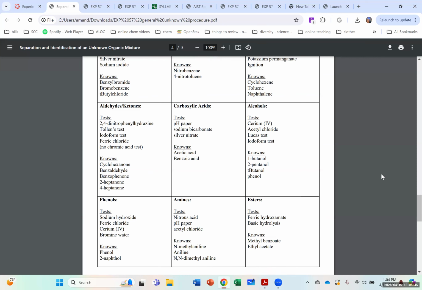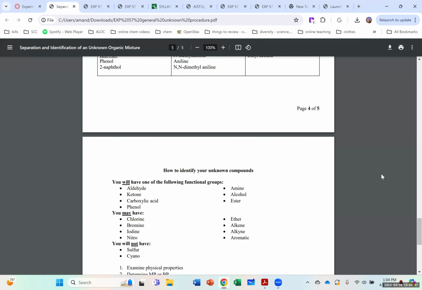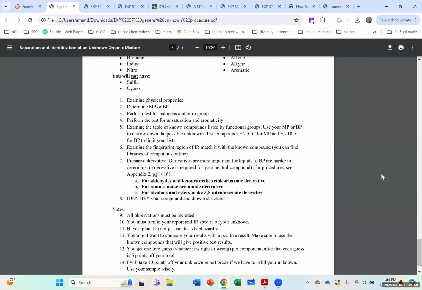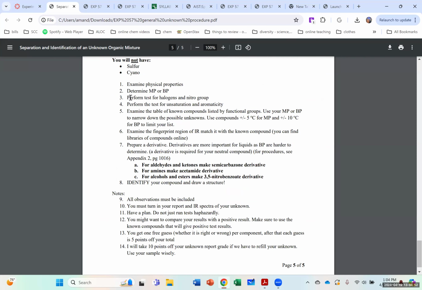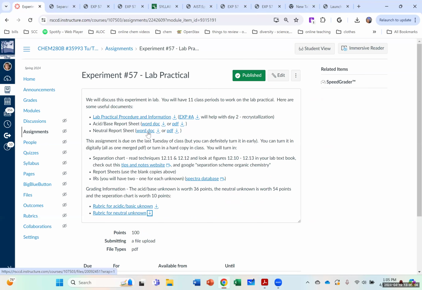Okay, let's see. Let's scroll down a little bit here. I think we've talked about some of this. This is telling you about some of the tests that are required. I'm going to point that out on the report sheet as well, though. Actually, I think that might be where we're headed next. So on this page, the next two things are the report sheets. There's one for the acid and one for the neutral.